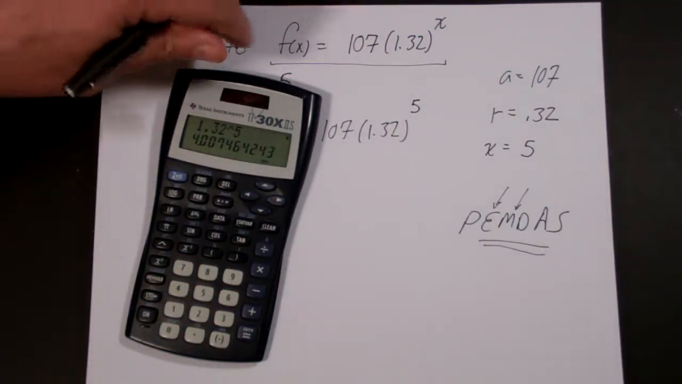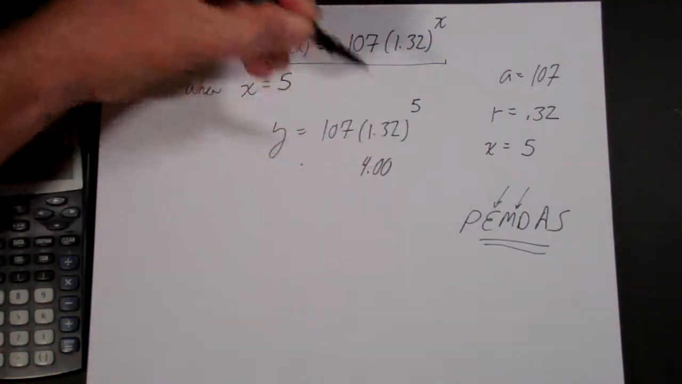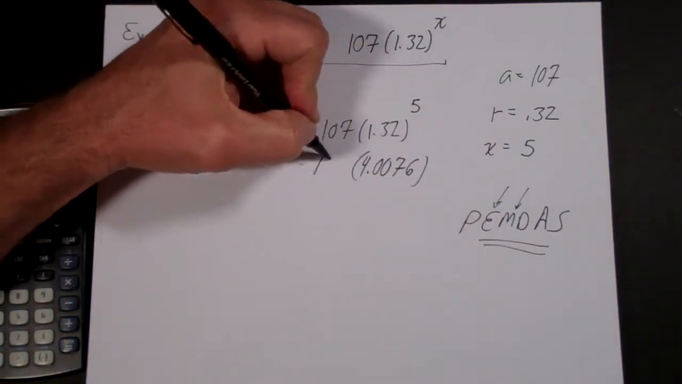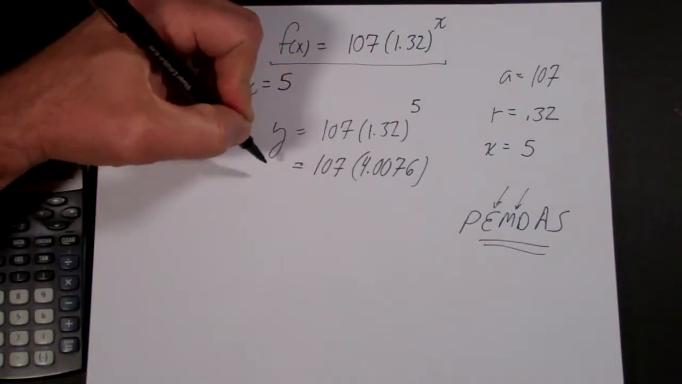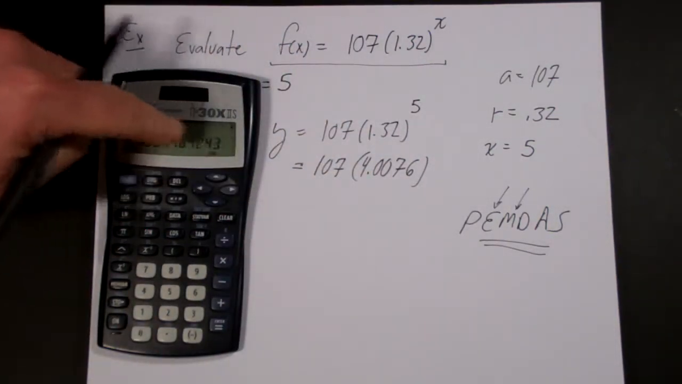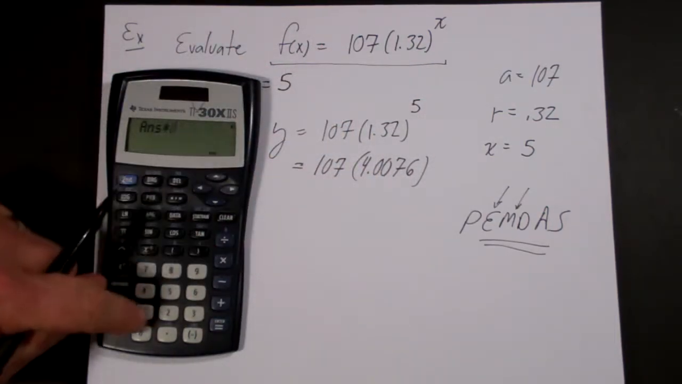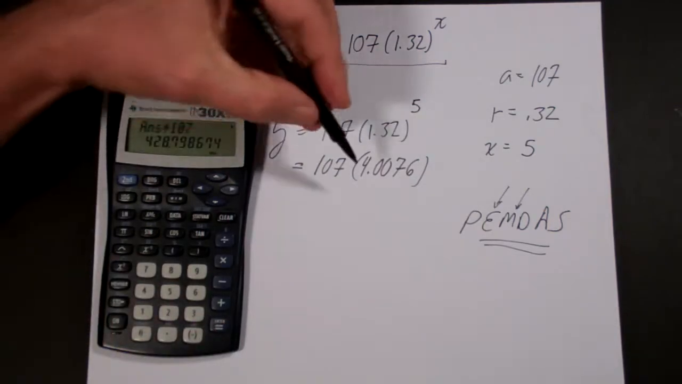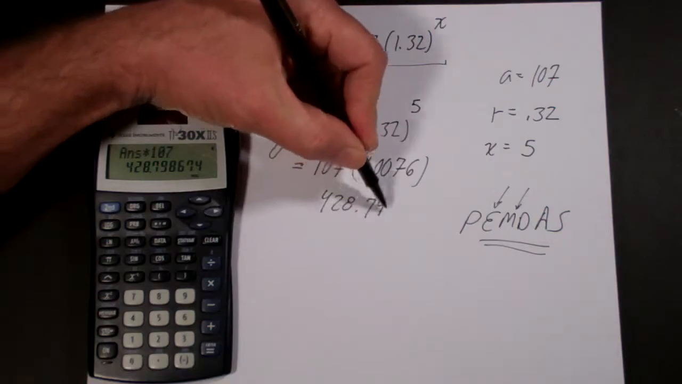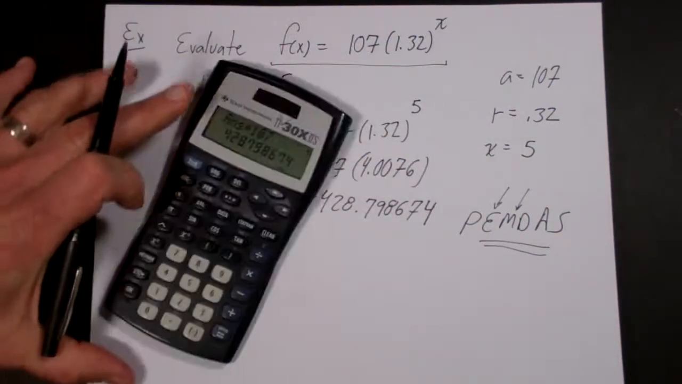That's 4.007. Now, you could decide what amount to round it, but it's actually better just to leave it in your calculator, because then you have less rounding involved. And then what you're going to do is multiply those two together, times 107. Your final answer is 428.798674. Now where are you going to round it to?